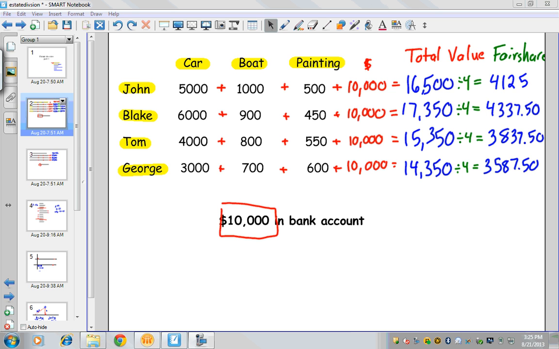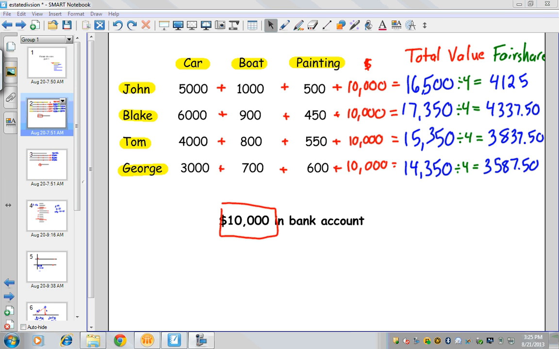Okay, we did our quick calculations, and that's what it ends up being: John, Blake, Tom, and George's fair shares. As you can tell, they are kind of in the same neighborhood. That's another self-check. Make sure that all the fair shares are somewhat similar. There's going to be some variation depending on their total value, but they should be somewhat in the same ballpark.